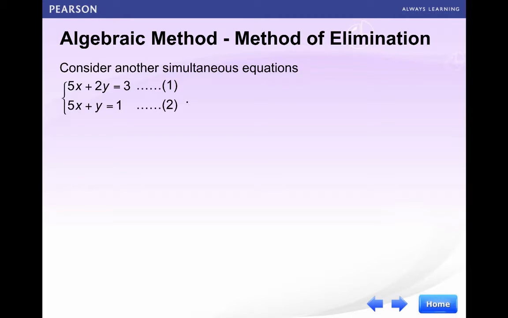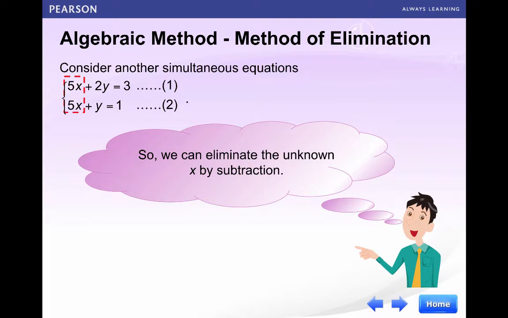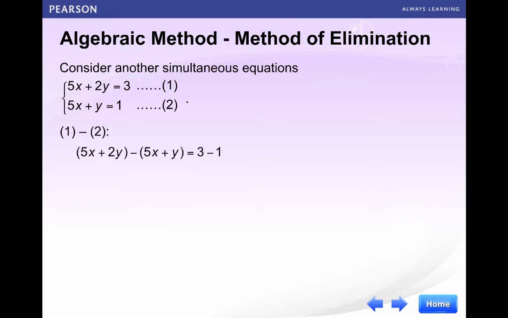Let's say we have another simultaneous equation. This time the coefficients of 5x are equal, but with the same sign. So we eliminate x by subtraction. Let's say 1 minus 2. By subtraction, we can eliminate the x. So we have y equals 2. And then we can find what x is.